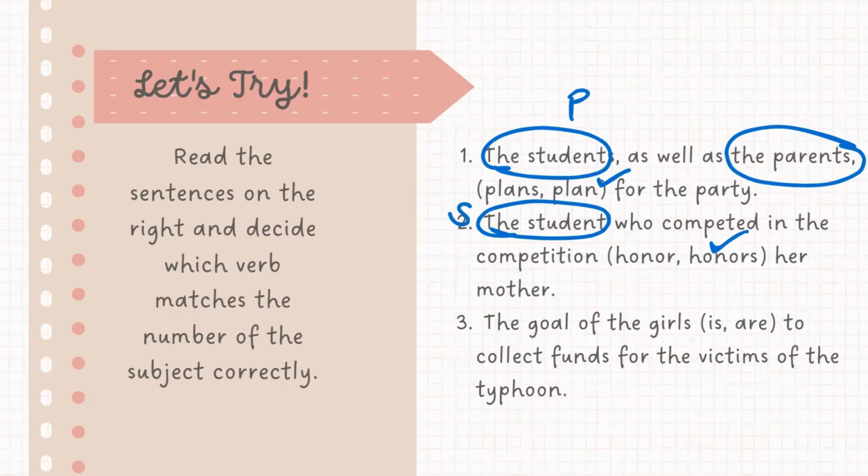The goal of the girls is or are to collect funds for the victims of the typhoon. If you would choose the girls, then it is wrong. Actually, the goal is the subject which is in singular form and I need a singular verb is. The goal of the girls is to collect funds for the victims of the typhoon.